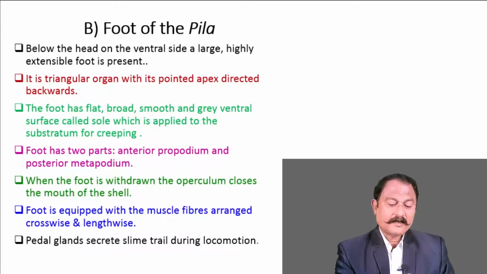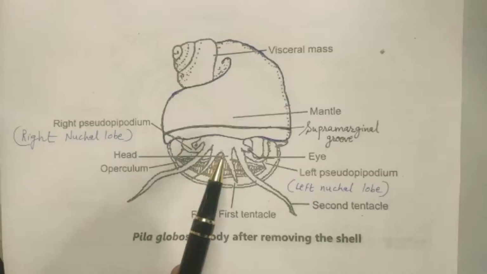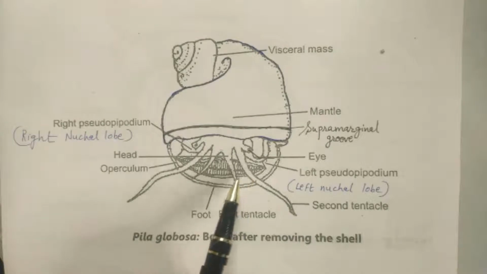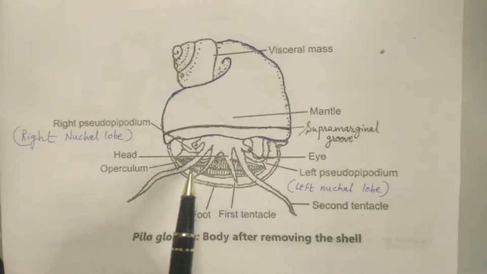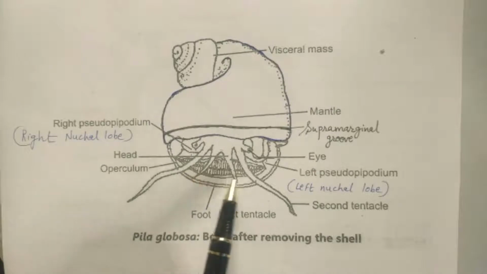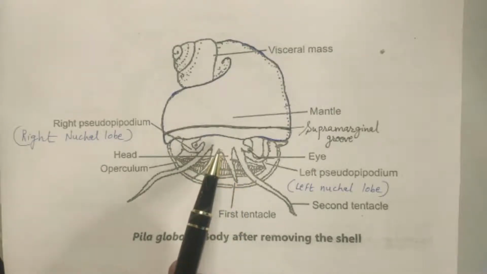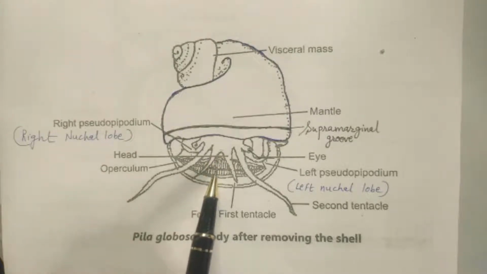Below the head region, see the diagram. Below the head region, at the ventral side, this muscular part is present. We call it the foot. It is highly extensible and large in size. Means the head is situated at the anterior side, but the foot is situated at the ventral side.